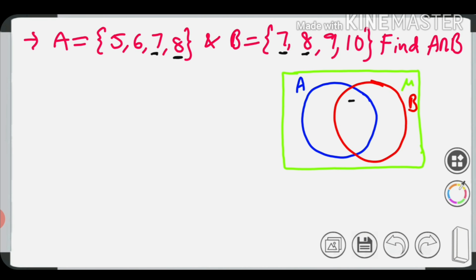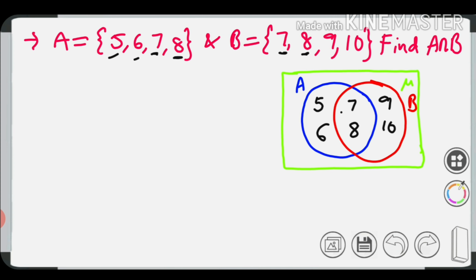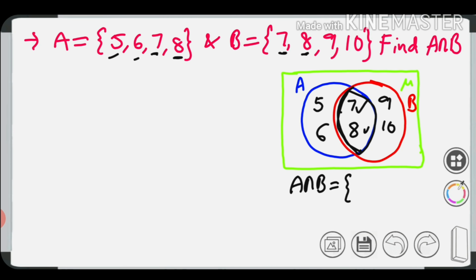So first we have to write 7 and 8 in the common place, and in A we have to write 5 and 6, in B 9 and 10. By seeing the Venn diagram we can say that this is our common area. So A intersection B means we have to write the elements 7 and 8 because this is the common area. In this area we have 7 and 8, so these two are the A intersection B value.